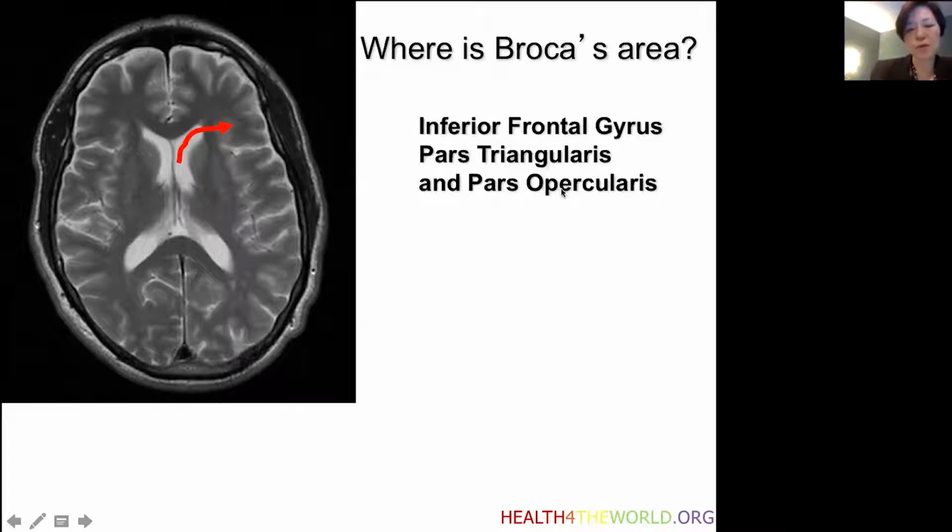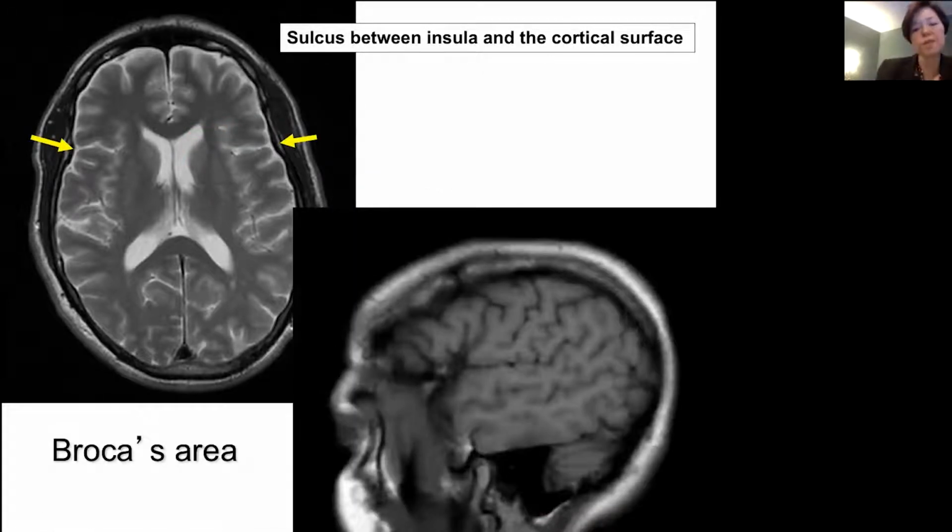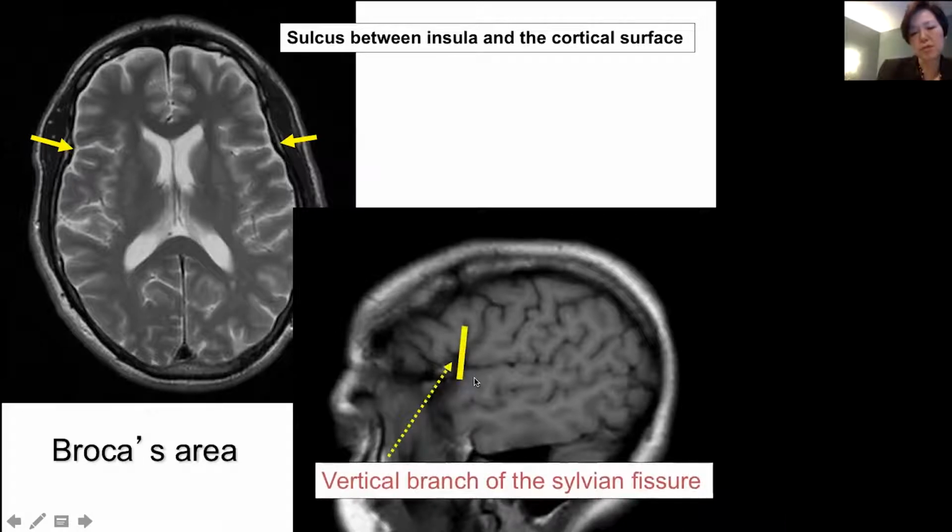How do you define this portion? If you look at this slice, you have a deep sulcus arising from the insula surface to the surface of the brain. This is the one traversing from the deep to the surface, right? This one is called the vertical branch of the cerebral fissure, which corresponds to this sulcus right here in the sagittal plane, right? It is easy to find because it is the only one that traverses from the surface to the insula component, right?